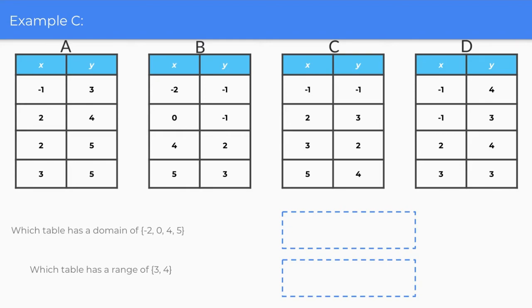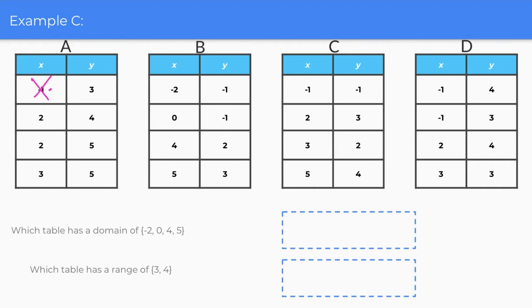They're asking which table has a domain of -2, 0, 4, and 5, and which table has a range of 3 and 4. So let's start by figuring out which table has the correct domain of -2, 0, 4, and 5. So we're going to go along our x and see if we see those numbers. On our first table, letter A, we've got -1. So that's not part of our domain, so we can pretty much label a "not" here because that -1 is not going to work. Not the correct answer.